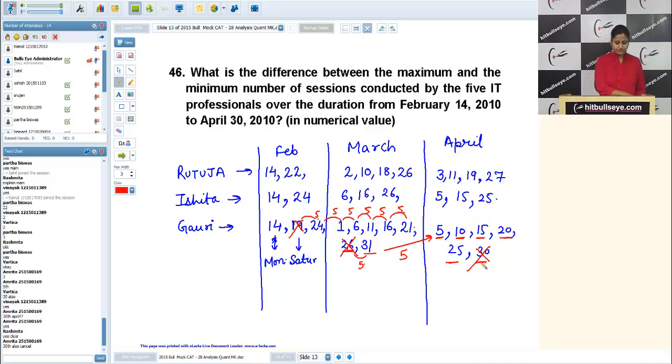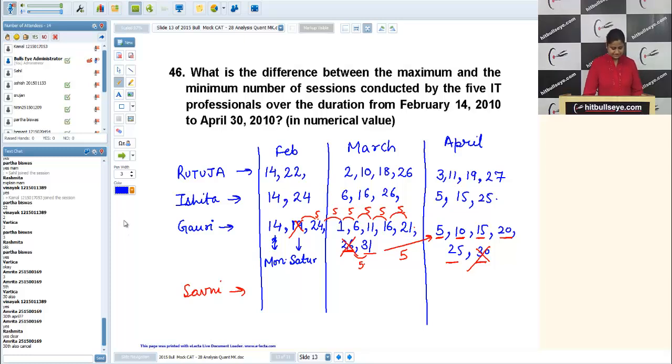Clear? Now coming to another data. Gauri we are done with. Now we are left with Savani. We'll apply the same logic here. Who is married can conduct session every 4th day except on Sundays. You will apply the same logic here.